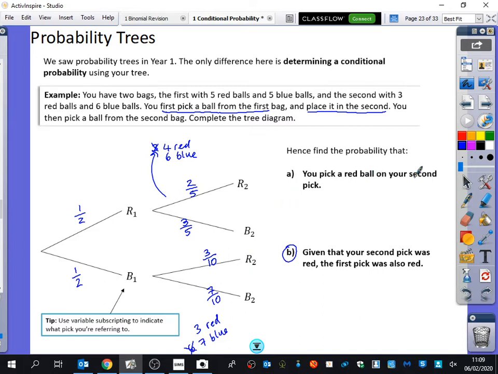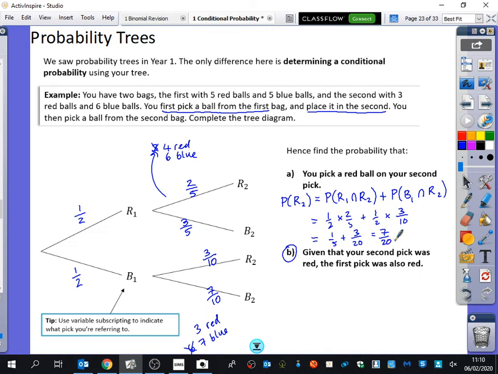So to pick a red ball on your second pick, in other words, the probability of R2 is equal to the probability of picking a red on the first one and then a red on the second one, plus the probability of picking a blue one on the first one and R2, like this. Red 1 and red 2 is a half times 2/5. B1 and R2 is a half times 3/10. So you get a fifth plus 3/20, which is 7/20. So you just need to make sure that you're collecting all of the possible routes that will end you up to get red on your second pick.